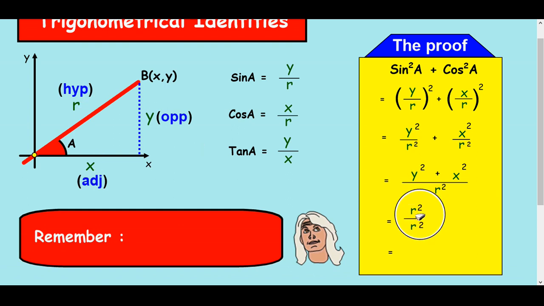So that top line is just r squared. Now when you take r squared and divide it by r squared, what do you get? You just get 1. So that is your second National 5 trig identity. Sine squared plus cos squared equals 1. And it comes mainly from this idea of Pythagoras here.